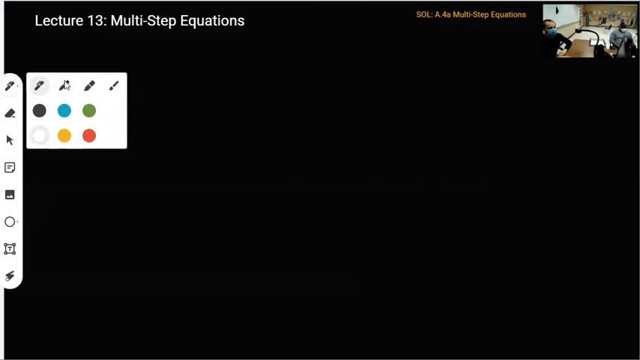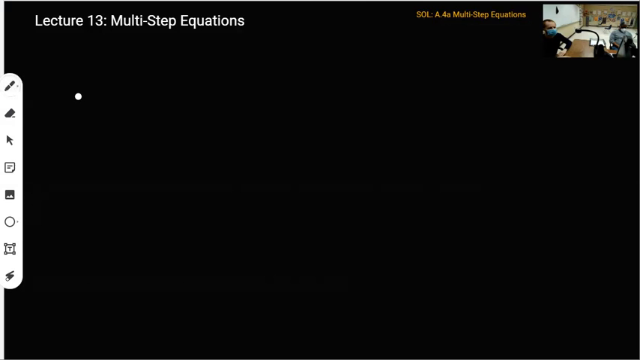All right, today we are doing lecture 13. Today's lecture is going to be on multi-step equations. So last time we talked about two-step equations, right? And we said that sometimes you have more than two steps. Well, these are going to be the type that we're going to see today, multi-step equations. And these are going to involve the distributive property.